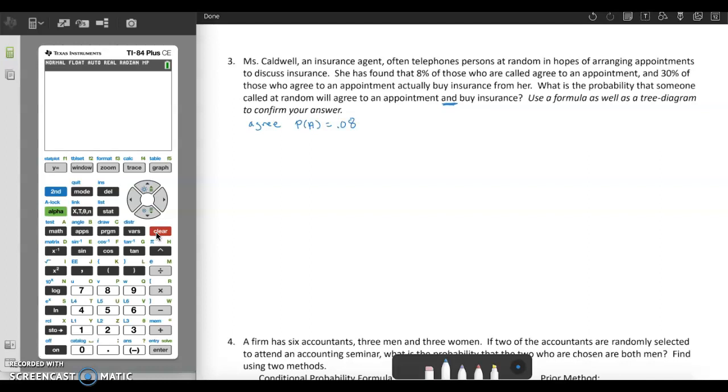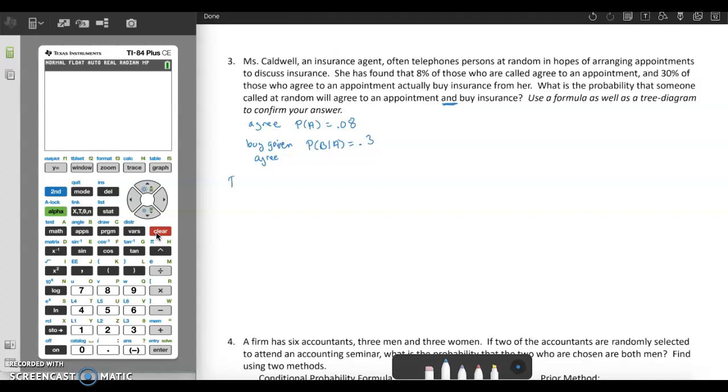And then the second piece of information that we've got is basically the given. Given that they agreed to an appointment, we know that already, then the probability of them actually buying insurance is 30%. So this would be that they're going to buy it given that they agreed already to the appointment. So this would be the probability of B given that A has already happened is 0.3.